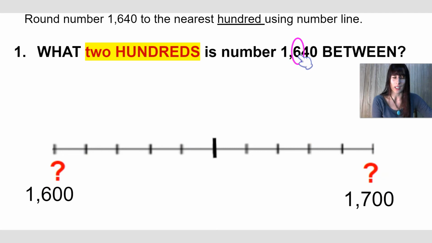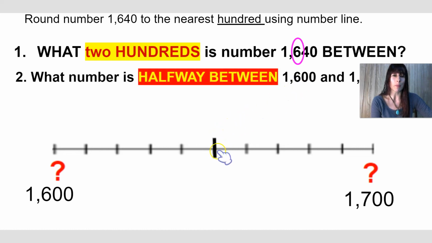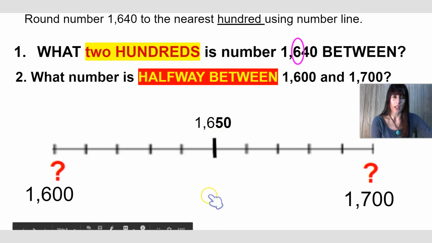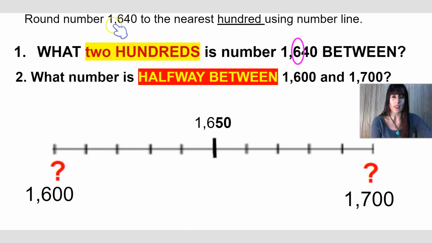These are the two numbers this number is between. Now, the next thing you have to ask yourself when you're using a number line to round numbers is, what number is halfway between 1,600 and 1,700? The number that's between these two numbers is 1,650. Now we can find the place where we're going to put the 1,640 on the number line. Now we can place it on the number line, and it's going to be right here.